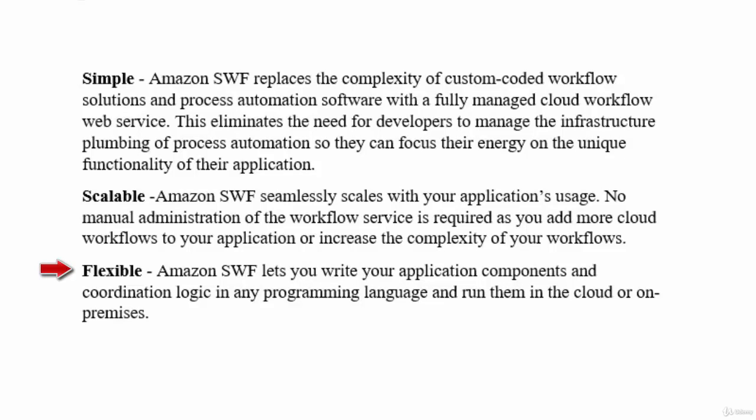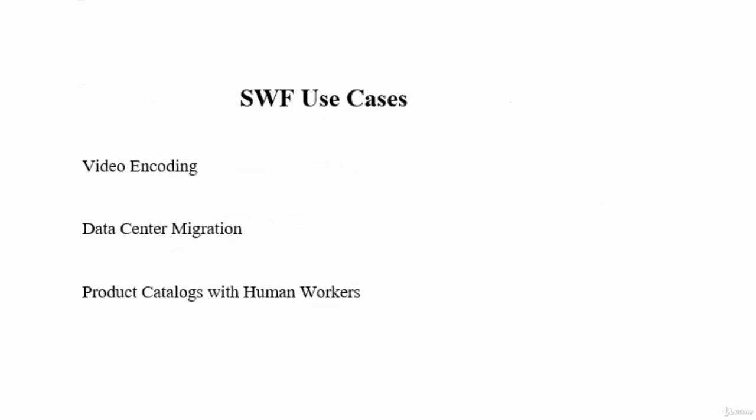So Amazon SWF lets you write your application components and coordination logic in any programming language and run them in the cloud or on-premises. Some of the use cases of SWF are video encoding, data center migration, and product catalogs with human workers. So video encoding uses Amazon S3 and Amazon EC2.